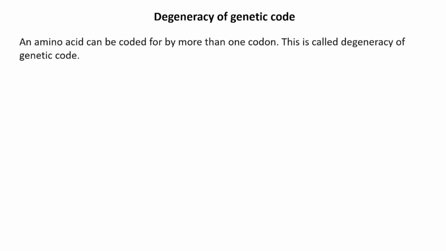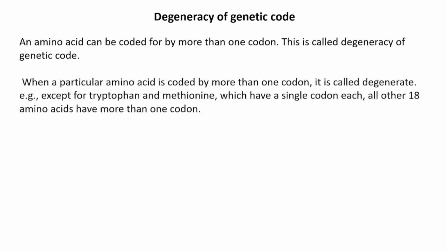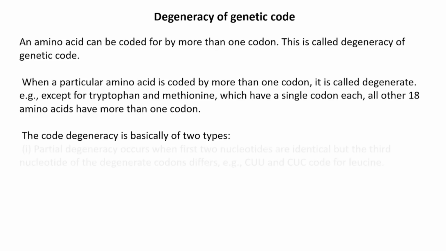The next important characteristic is the degeneracy of the genetic code. An amino acid can be coded for by more than one codon. This is called the degeneracy of the genetic code. When a particular amino acid is coded by more than one codon, it is called degenerate. For example, except for tryptophan and methionine, which have a single codon each, all other 18 amino acids have more than one codon. The code degeneracy is basically of two types.